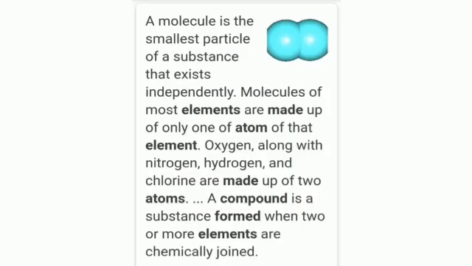Now children, what are the elements and compounds made up of? What are the actual components of elements and compounds? So children, elements and compounds are made up of atoms. However, a molecule is the smallest particle of matter that can exist independently, and an atom may or may not exist independently. We will learn about atoms and molecules in detail in the next lecture.